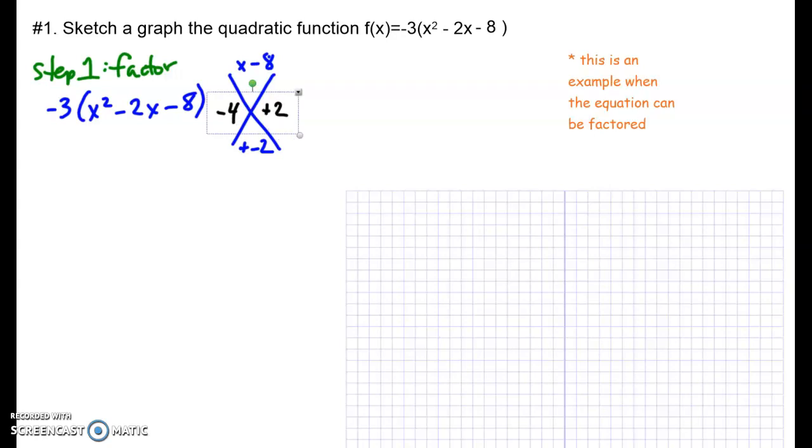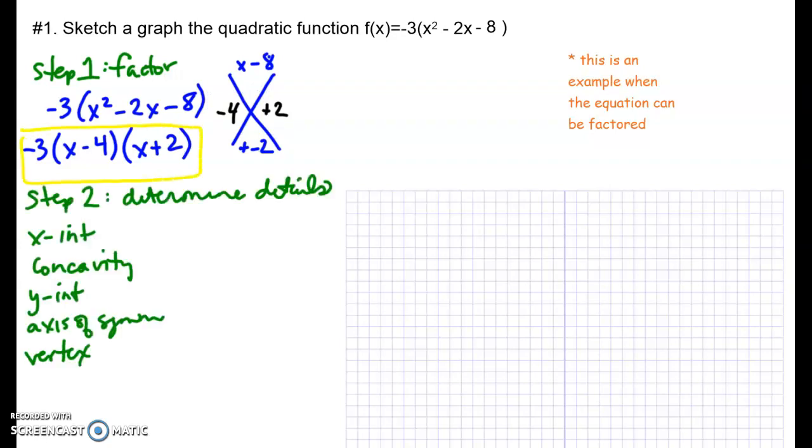Okay, so because this is a simple trinomial, the 3 stays there, and we can simply write in those two numbers we found. So x minus 4 is the first factor, and x plus 2 is the second factor. So there it is, factored. Put a box around that.